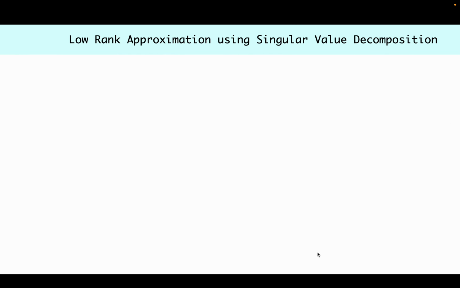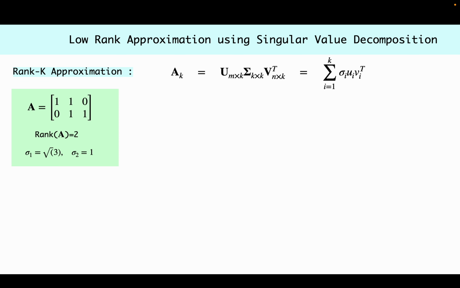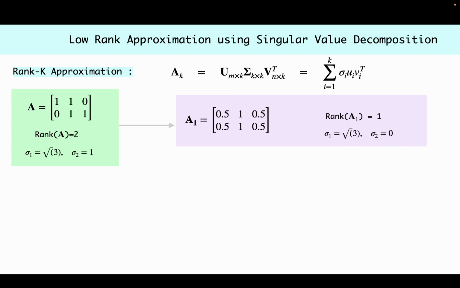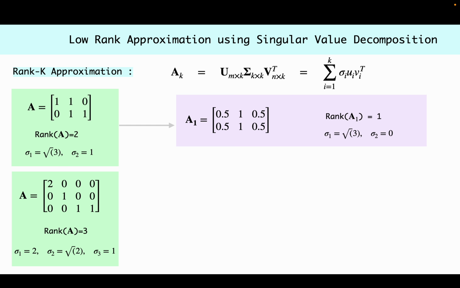So in this way we can obtain it for any matrix. We'll take one more example. So here we have matrix A with rank 2, and this is what we found out just now. This is the rank 1 approximation of the matrix A. Let's take another example with dimension 3 cross 4, which is of rank 3.